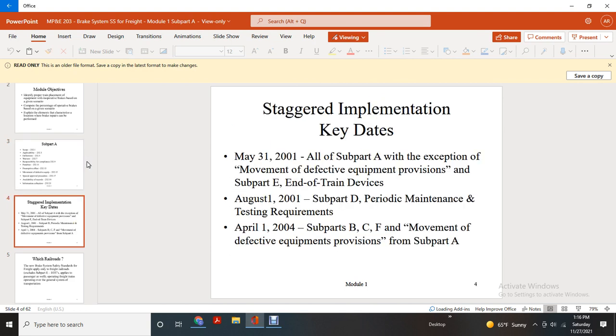Staggered implementation key dates: May 31st, 2001, for Part A, with the exemption of the movement of defective equipment provisions. Part E, end-of-train devices, August 1st, 2001. Part D, periodic maintenance and testing requirements, April 1st, 2004. Subparts B, C, and F, with the movement of defective equipment provisions from Subpart A.